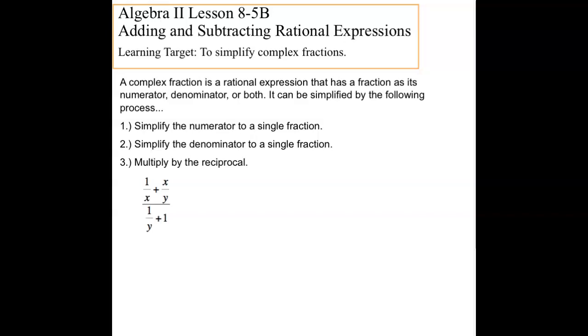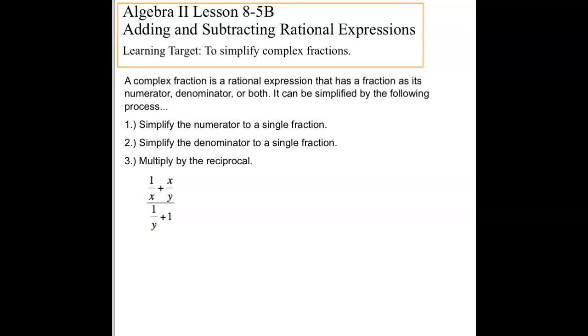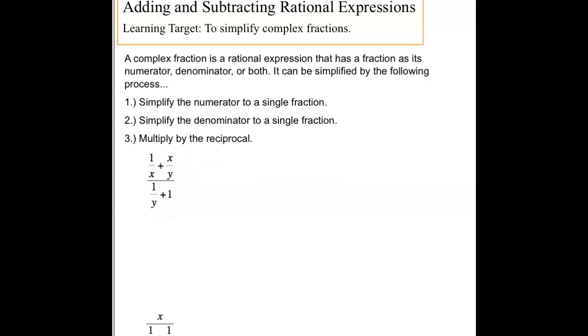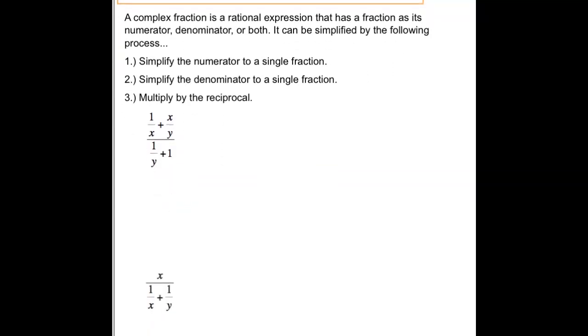There's actually a couple different methods for simplifying. The process that we're going to use is to create a single fraction in the numerator, create a single fraction in the denominator, and then we can multiply by the reciprocal. So I want you to extend this middle fraction bar. All right, so you can see that we have some mini fractions in the top and we have a fraction and a constant in the bottom. We need to create a single fraction on top. That means we have to get a common denominator for this top part.